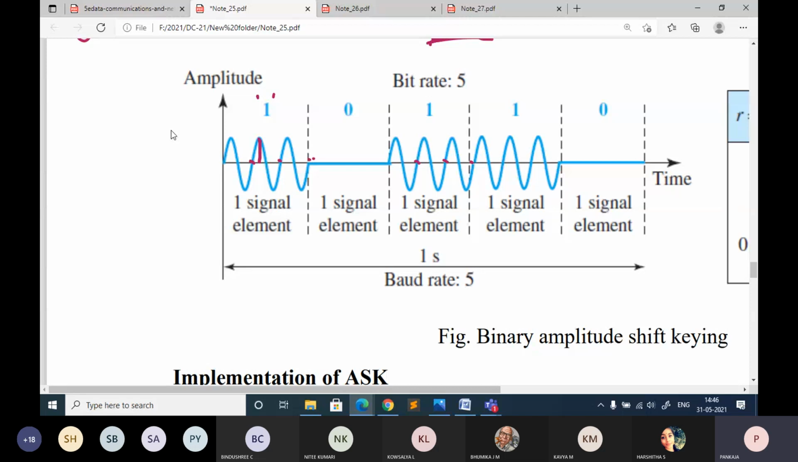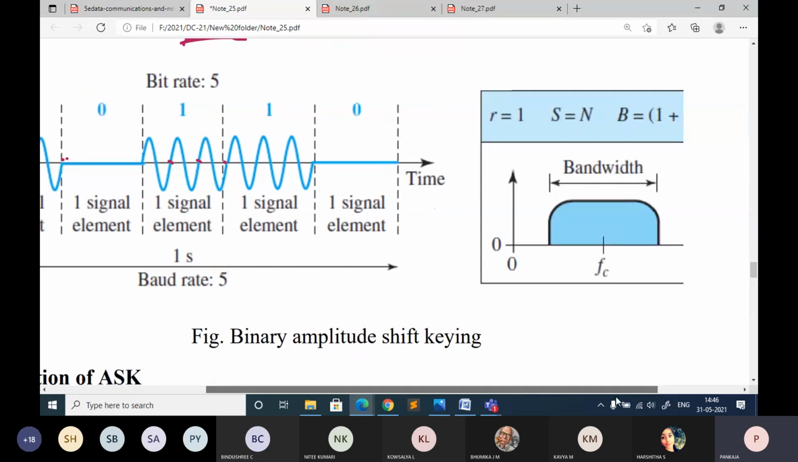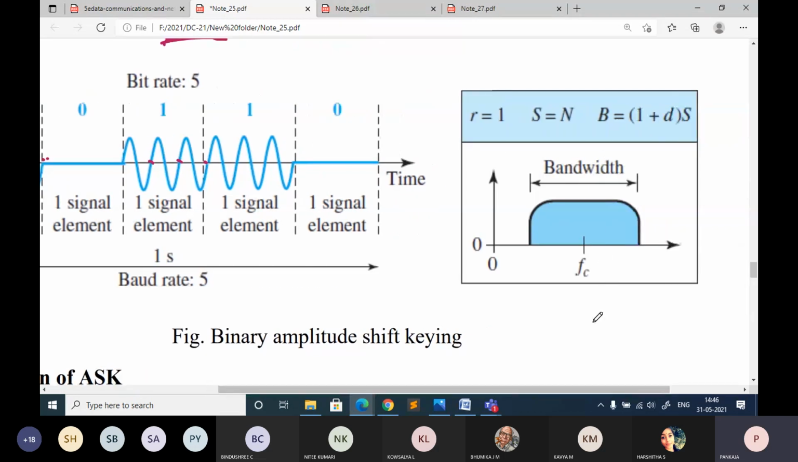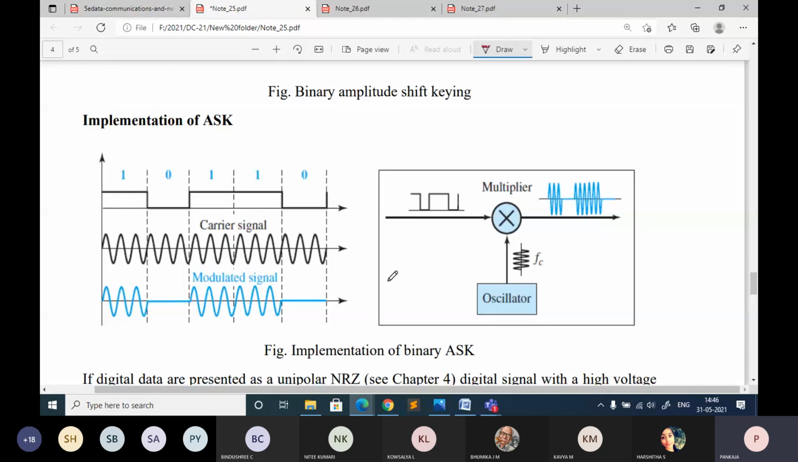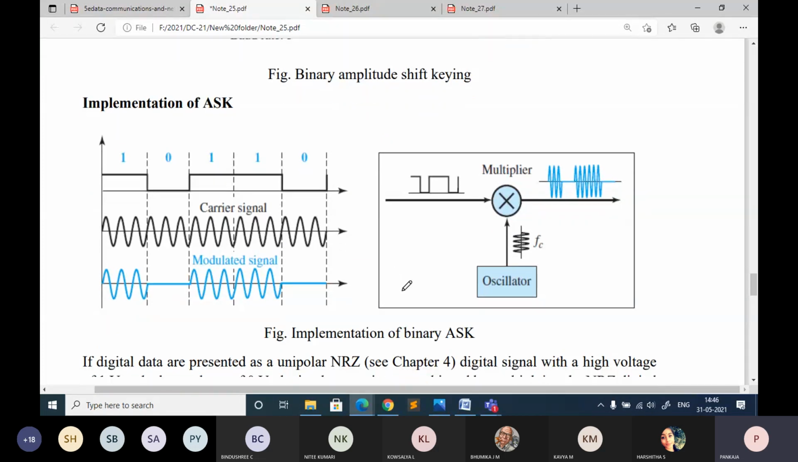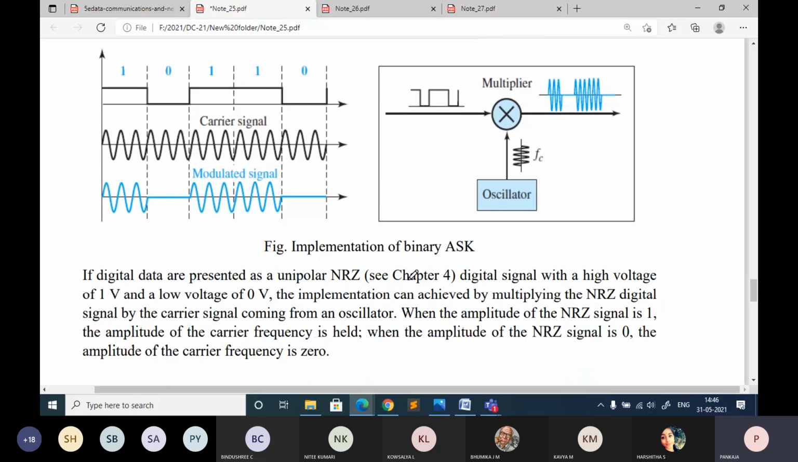So now the question arises: how is it implemented? When the bit 1 comes, how does the amplitude go like this, and how does it become 0 for bit 0? For that we need a special circuit that is going to take care of this conversion. Okay, so this is about the bandwidth. I will come to that bandwidth. First we'll understand how ASK is implemented, binary ASK.